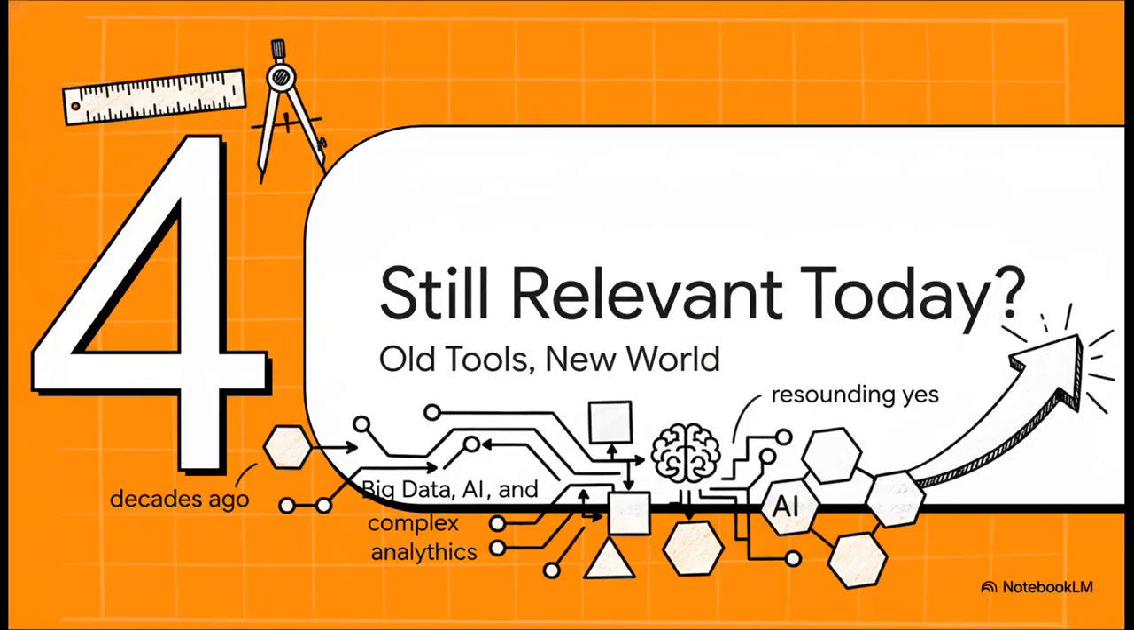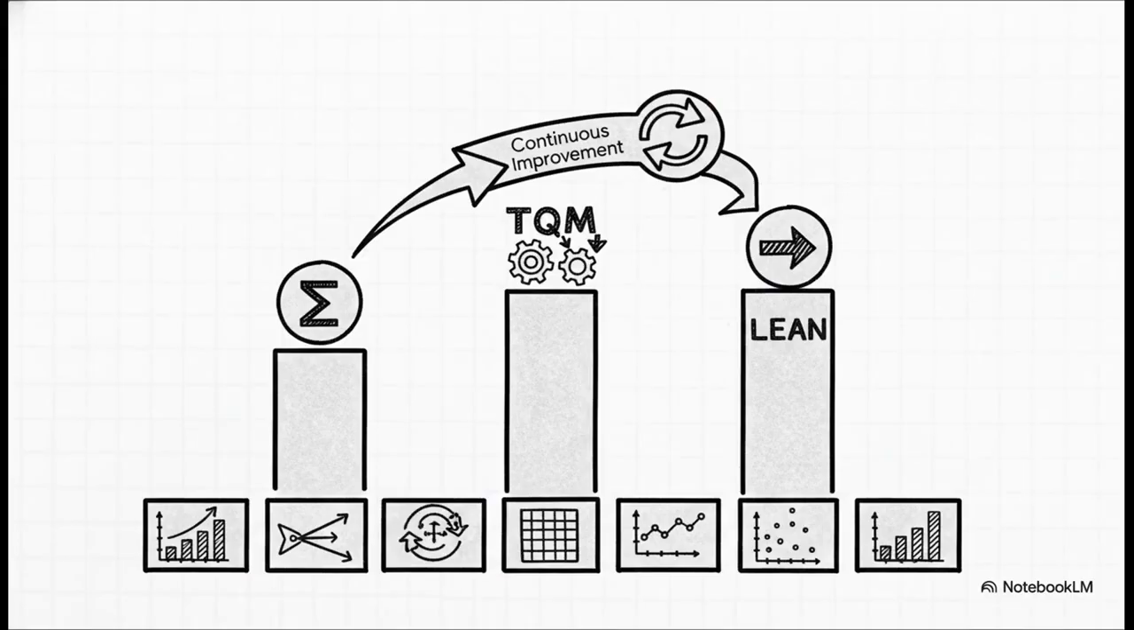So let's be real. These tools were developed decades ago. In our world of big data, AI, and all this complex software, are they still relevant? The answer is a huge, resounding yes. Far from being obsolete, these 7 basic tools are actually the bedrock of today's most sophisticated quality systems. Whether you're talking about Six Sigma, lean management, or total quality management, these simple visual tools are almost always the starting point. They're the foundation everything else is built on.